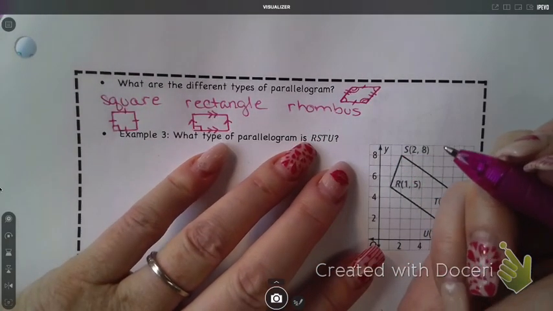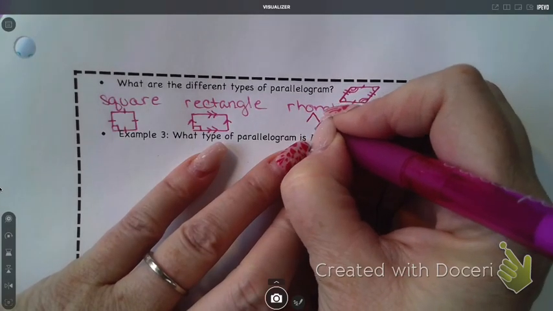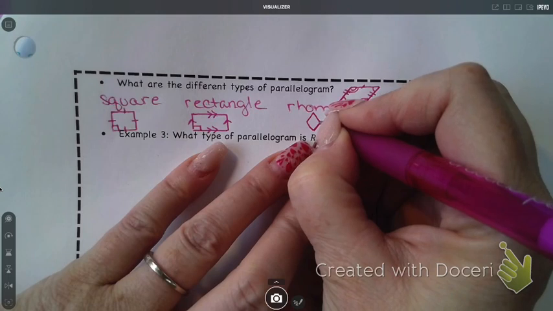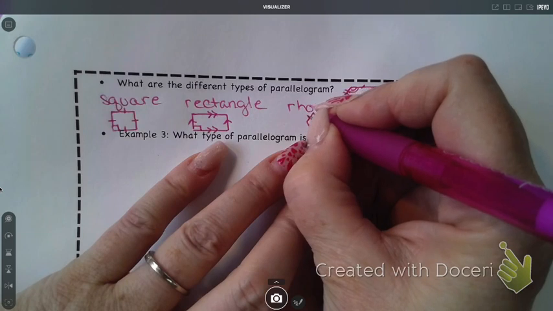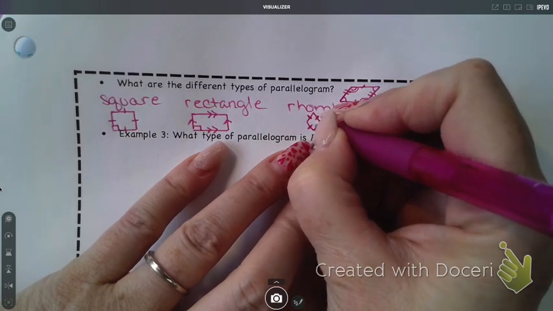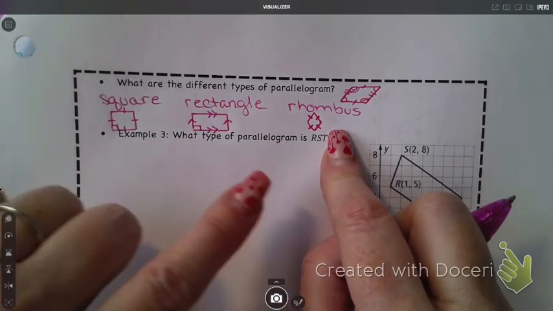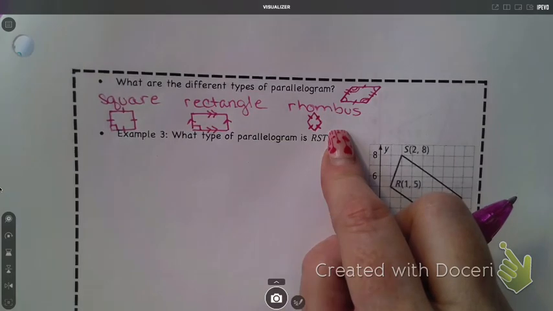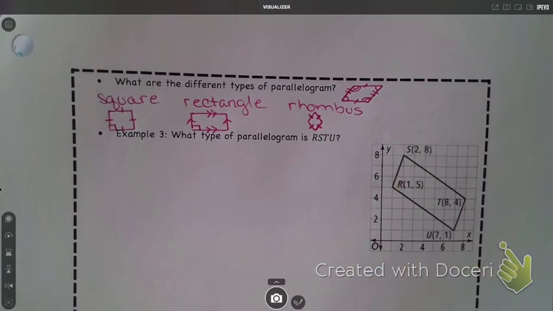It's slanted. We usually write it like a diamond. A quadrilateral with both pairs of sides parallel and all sides the same length. So that's similar to the square, but in a square the angles have to be 90 degrees. And a kite is not a parallelogram. It has two sets of congruent sides.